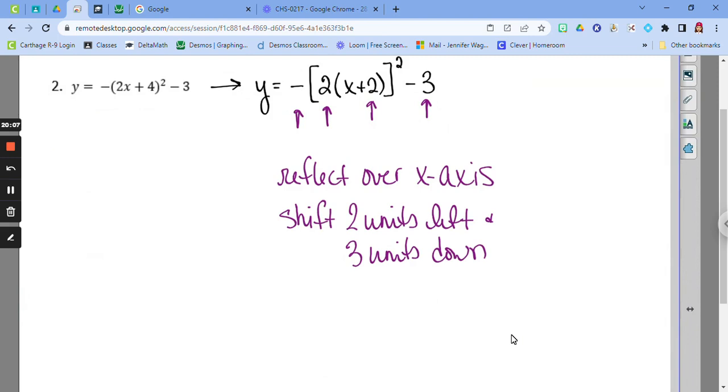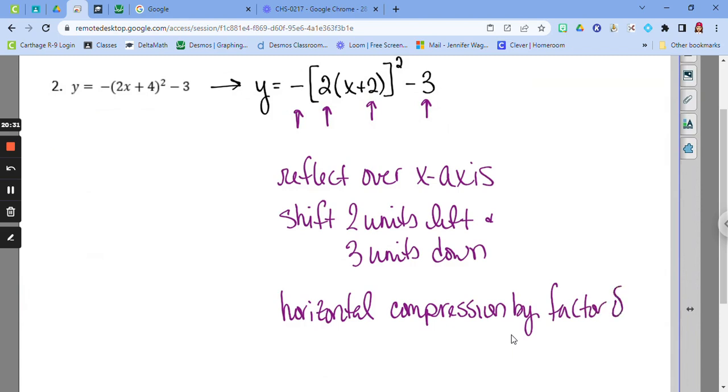Then, what about that 2 that we factored out? That would make it stretch down or shrink more. It's not stretching closer to the x-axis. It's moving away from it. Oh, okay. That is the pain with horizontal.